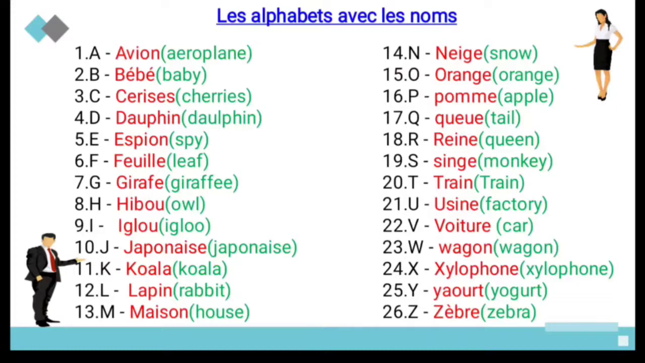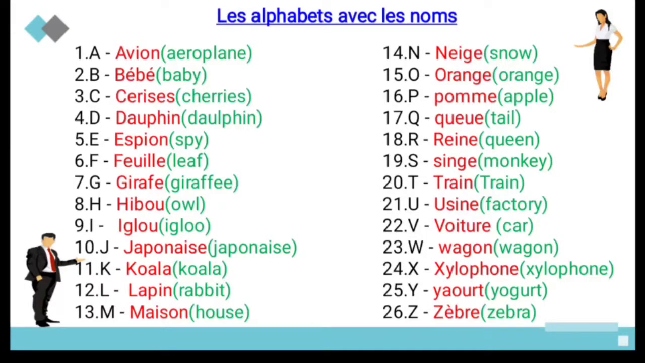And I, igloo, igloo. And J, Japonais, Japanese. And K, koala, it's one of the animals. And L, lapin, it's a rabbit. And M, maison, house. And N, neige, it's snow. And O, orange, it's an orange. And P, pomme, that is apple. And Q, that is a tail. And R, roi, it means king. And S, singe, monkey.